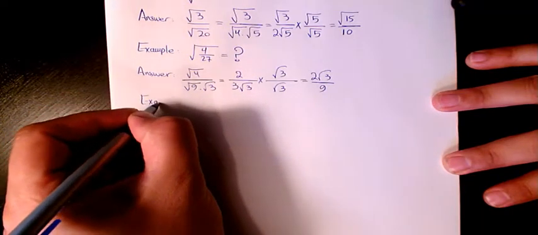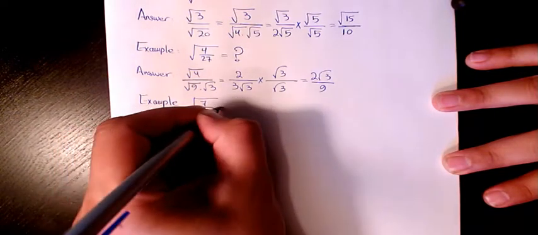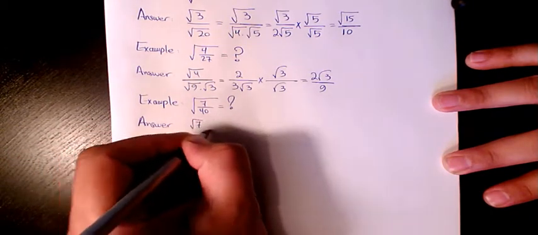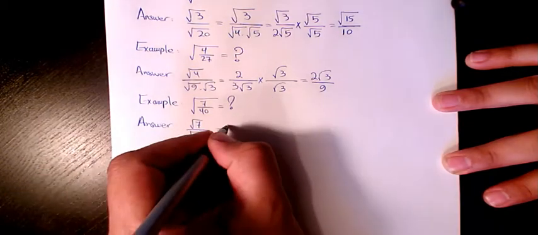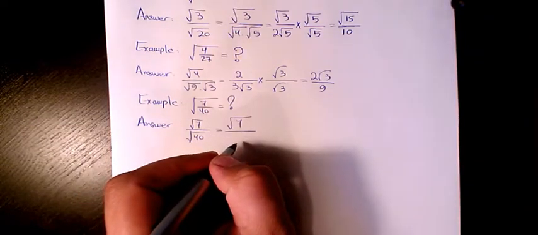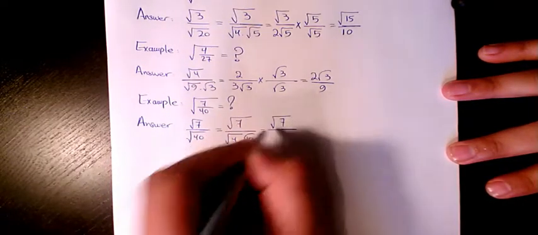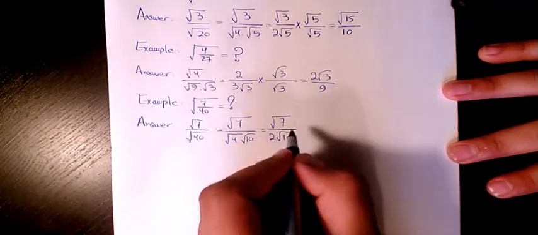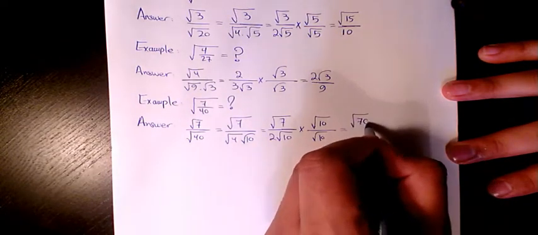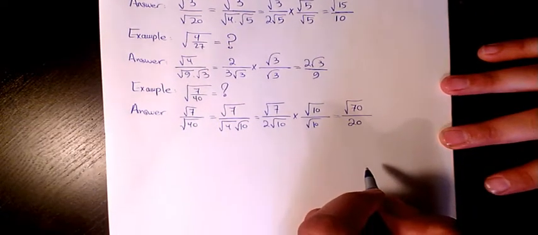Next example is root 7 divided by 40. Answer is root 7 divided by root 40. Root 7 divided by 40, 40 is 4 times 10. So it's going to be root 7 divided by 2 root 10. Then we multiply and divide it by root 10. It will be root 70 divided by 2 times root 10, which is going to be 20. So root 70 divided by 20.